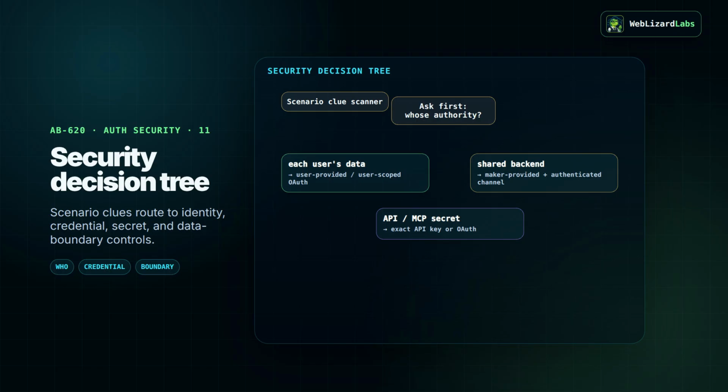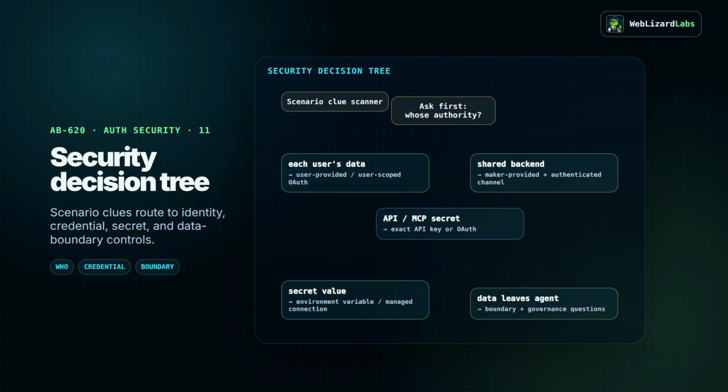If it says strong identity provider and scoped authorization, choose OAuth. If it says a value is a secret, keep it out of the topic canvas and use environment variables or a managed connection. And if the scenario says another agent, MCP server, Foundry agent, or live knowledge source will process user data, ask about the data boundary. What data is sent? Who controls the destination? Is it logged? Is it governed? Does the user have permission? Does the maker need to restrict tools or turn off conversation history passing?